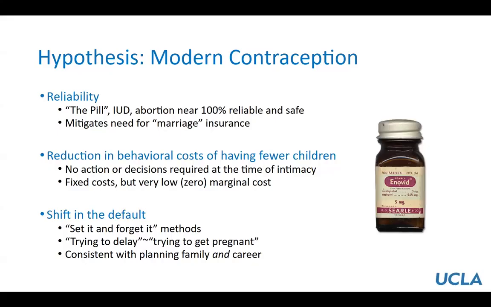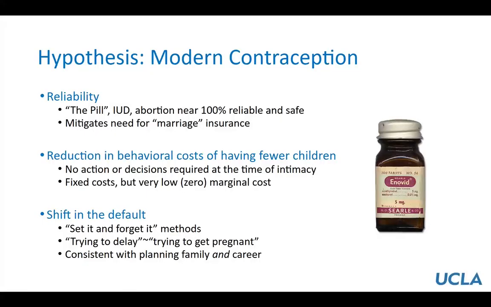And finally, we think a lot in behavioral economics about the default. What is the default? Historically, you have sex, you get pregnant. Today, people, I think very interestingly, talk about trying to get pregnant, right? Because the default has shifted from this being something that just happens to everyone to something that you have to work to do, especially if you've been on long-term hormonal contraception. So again, this is a real shift in the default. And so all of this is consistent with planning career and family.